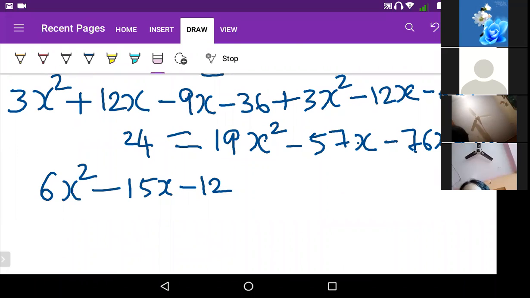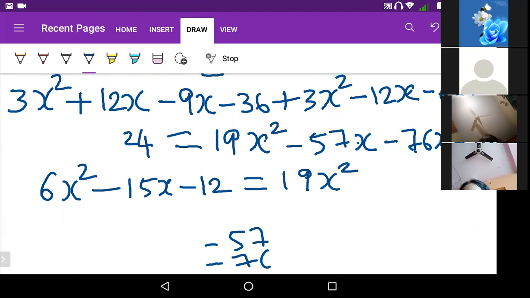Okay, now on to your RHS. Let us simplify the RHS part also. Is equal to 19x square. Here minus 57 minus 76. So both have the same sign and then you're supposed to add them. So you get minus 133x and then you have plus 228. Clear? So any doubts until this step?